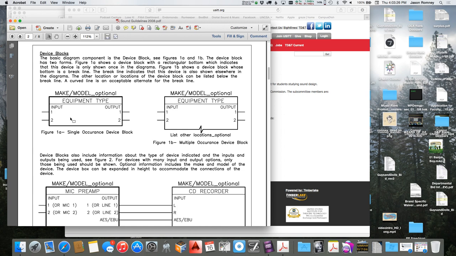And if you do have to show something twice, this little break line at the bottom of the device indicates that this particular device is going to appear more than once on the drawing. It's not meant to be interpreted as two different things. It's meant to represent the same thing.